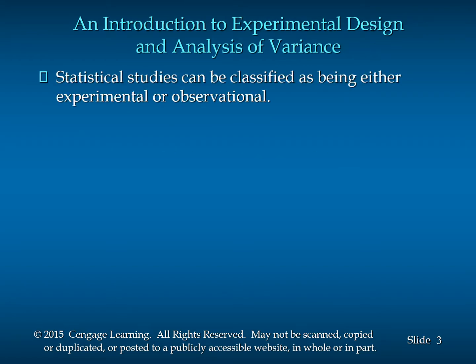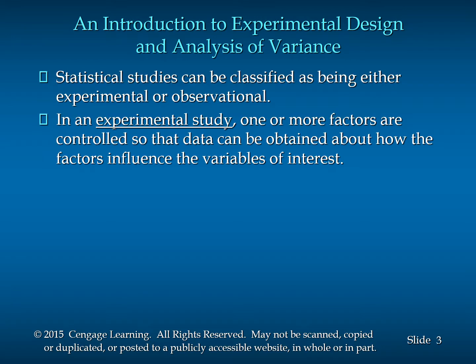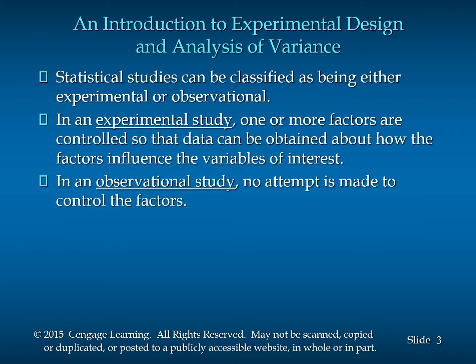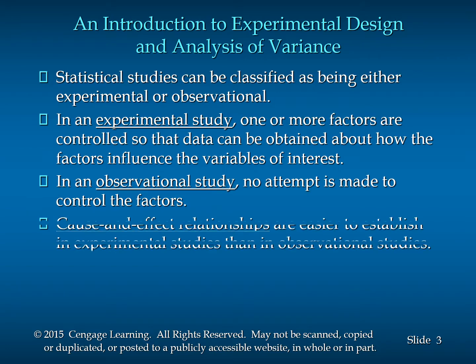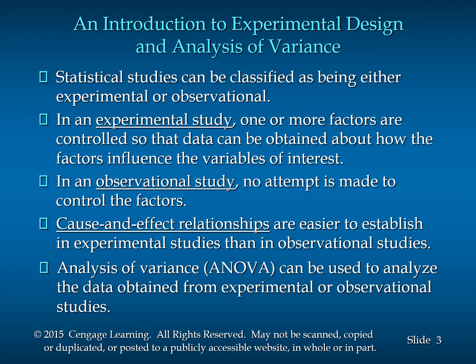Through the course so far, we've considered both observational and experimental data. In an experimental study, we control one or more factors so that we can determine how they influence a variable of interest. In an observational study, the factors are not controlled, and we will use experiments to look for cause and effect relationships. But the analysis of variance, also called ANOVA, can be used for both experimental and observational studies.